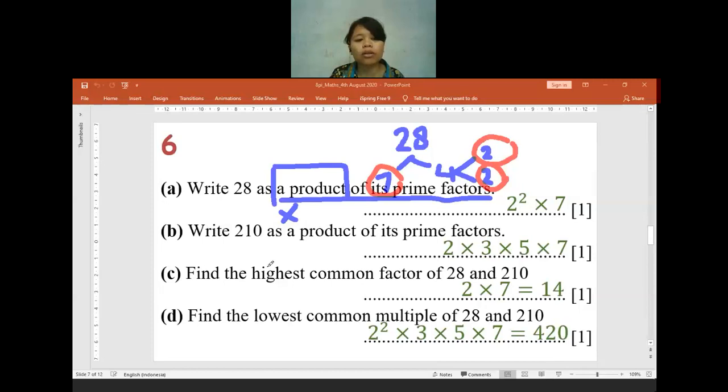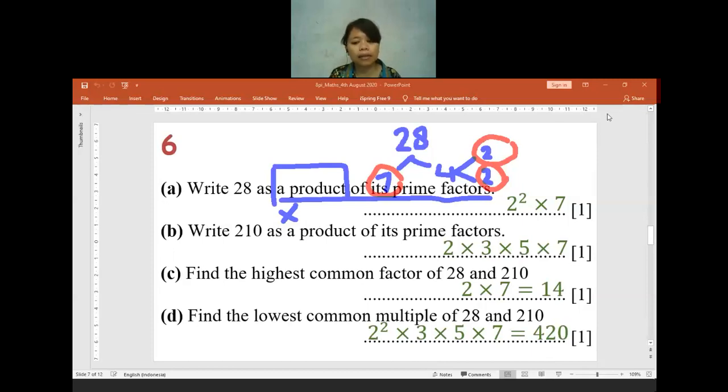Is there anyone having confusion at question 6a before I move to question 6b? Is there anyone who gets confused? Or maybe I talk too fast, you still do not understand? No? Okay, no one asked me through the chat box, so I will assume that all of you already understand. I will move to question b.